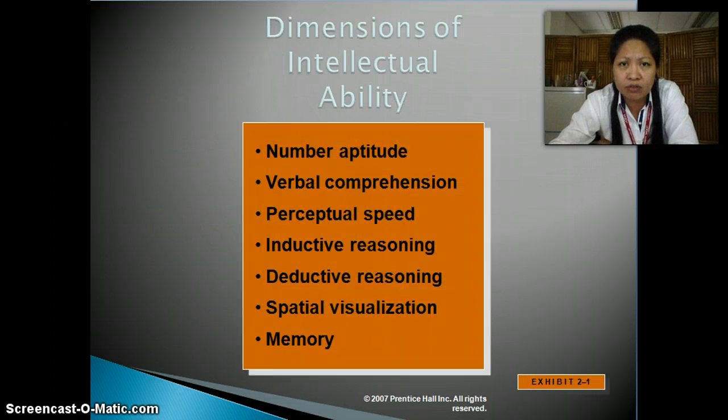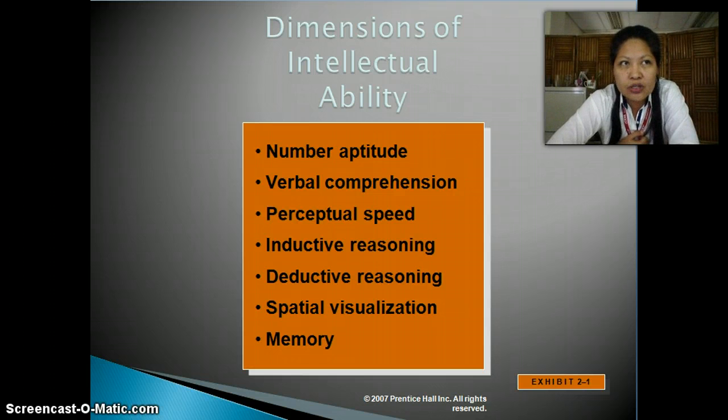Dimensions of intellectual ability. Let's focus on intellectual ability. So there is number aptitude. What do we mean when we say number aptitude? It is the quickness of our brains to compute, to divide, to subtract, to add, to multiply. So maybe this is high in jobs for accountants, those in statistics, those who work with numbers. Verbal comprehension is both for reading and for talking. So you need to be good in understanding language, understanding words, and following instructions, written instructions and even verbal instructions. So you need to have this verbal comprehension ability.